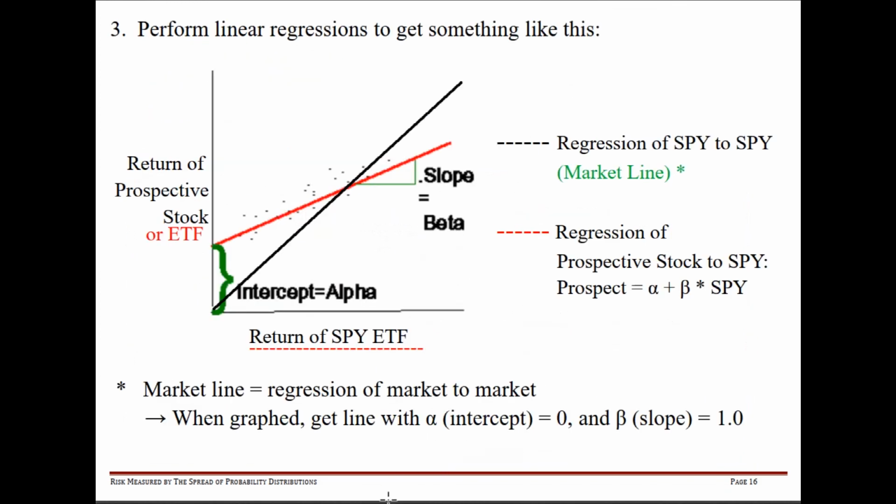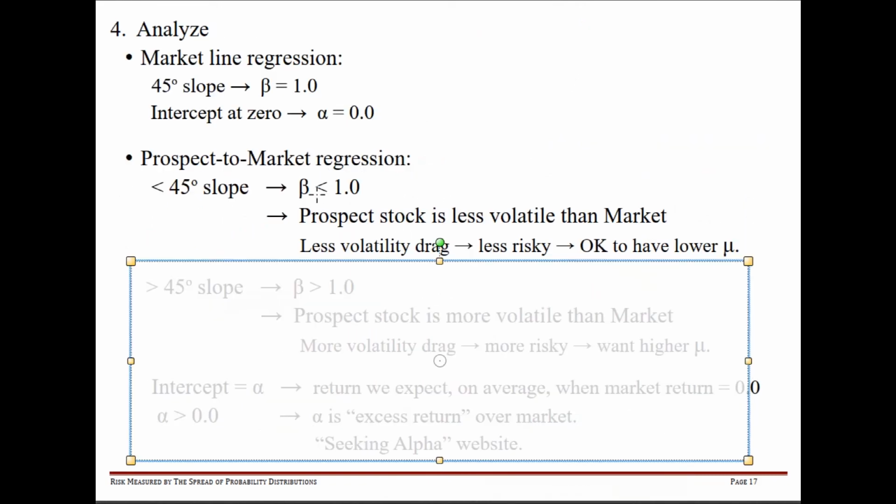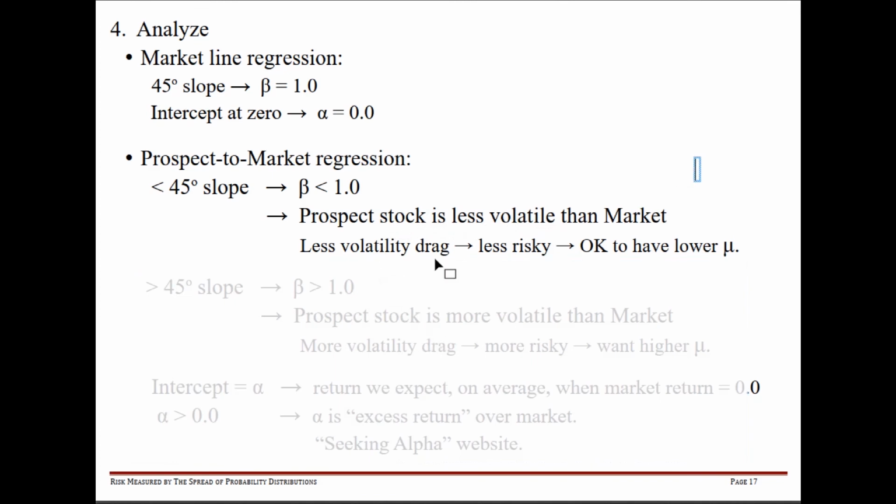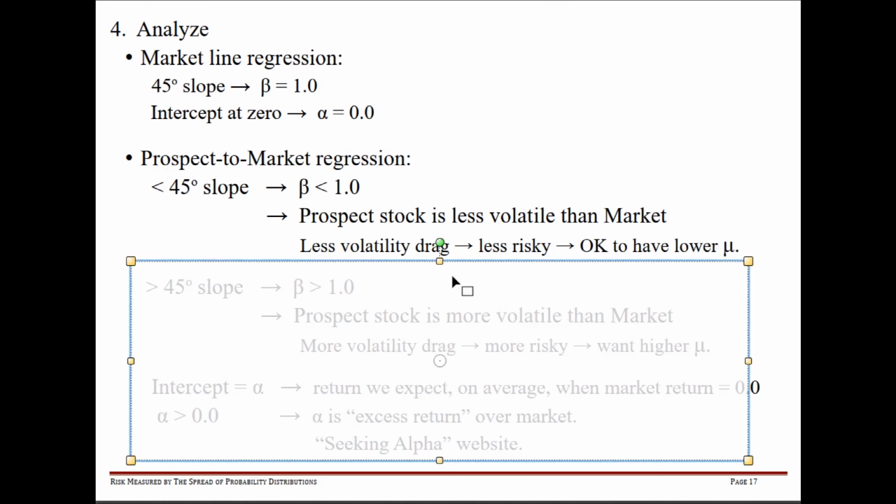If we have a slope of less than 1 here, that is our beta less than 1, and that corresponds to less than a 45-degree slope. And what that means is that our prospect stock is less volatile than the market. That's important because it tells us less volatility drag, less risky than the market. So it might be okay to have a lower average annual return there.